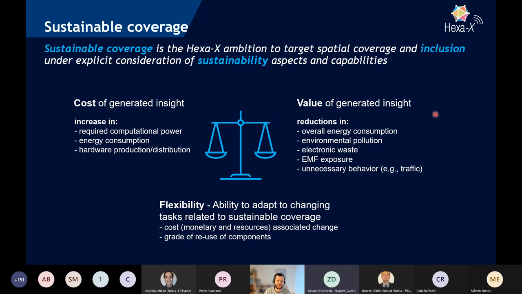And some indications of what that could mean for the cost of generated insight. This could, for example, be the additional energy consumption we have when we deploy such a system. Could also be the production and distribution cost associated to deploying sensors out in the wild to monitor environmental impact, for example. Value, on the other hand, could be reductions in overall energy consumption, could be reductions in environmental pollution, if we have such a monitoring system.